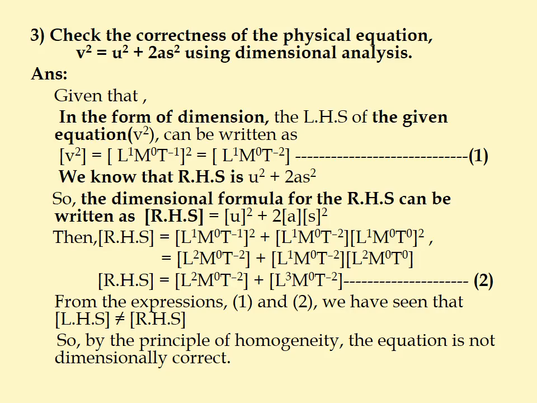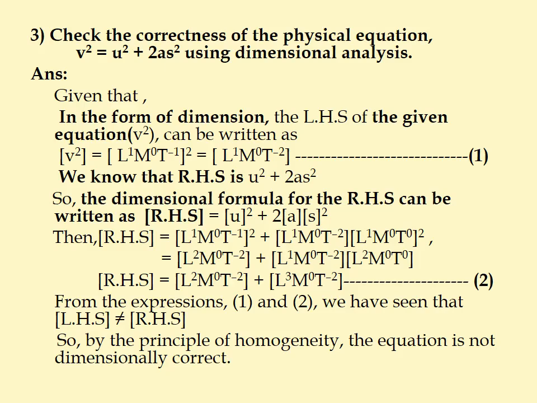So, dimension of RHS is equal to dimension of [L^2 M^0 T^-2] plus dimension of [L^3 M^0 T^-2]. This is the equation number 2.